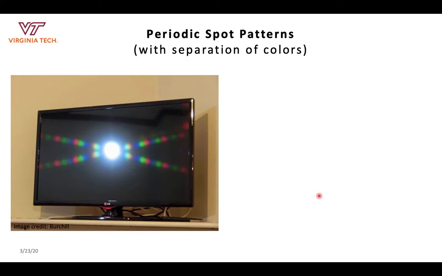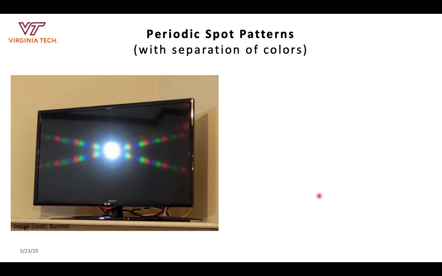So there are other examples of iridescence that have an additional element that is actually really important for our thinking about diffraction going forward. There are examples where we observe periodic spot patterns with separation of colors. We now have a better understanding of where the origin of the colors comes from. So what about the periodic spot patterns? And here I'll just use an example.